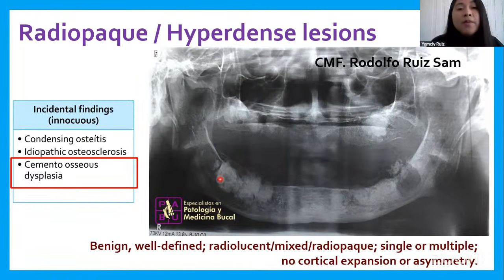It is an asymptomatic pathology that does not cause cortical expansion. If you see teeth associated with these lesions, they are vital teeth. That's another very important key point or clue for the diagnosis. And this entity doesn't grow, it only changes in density with the passing of time. So the only treatment is follow-up by radiography or by tomography, each year.